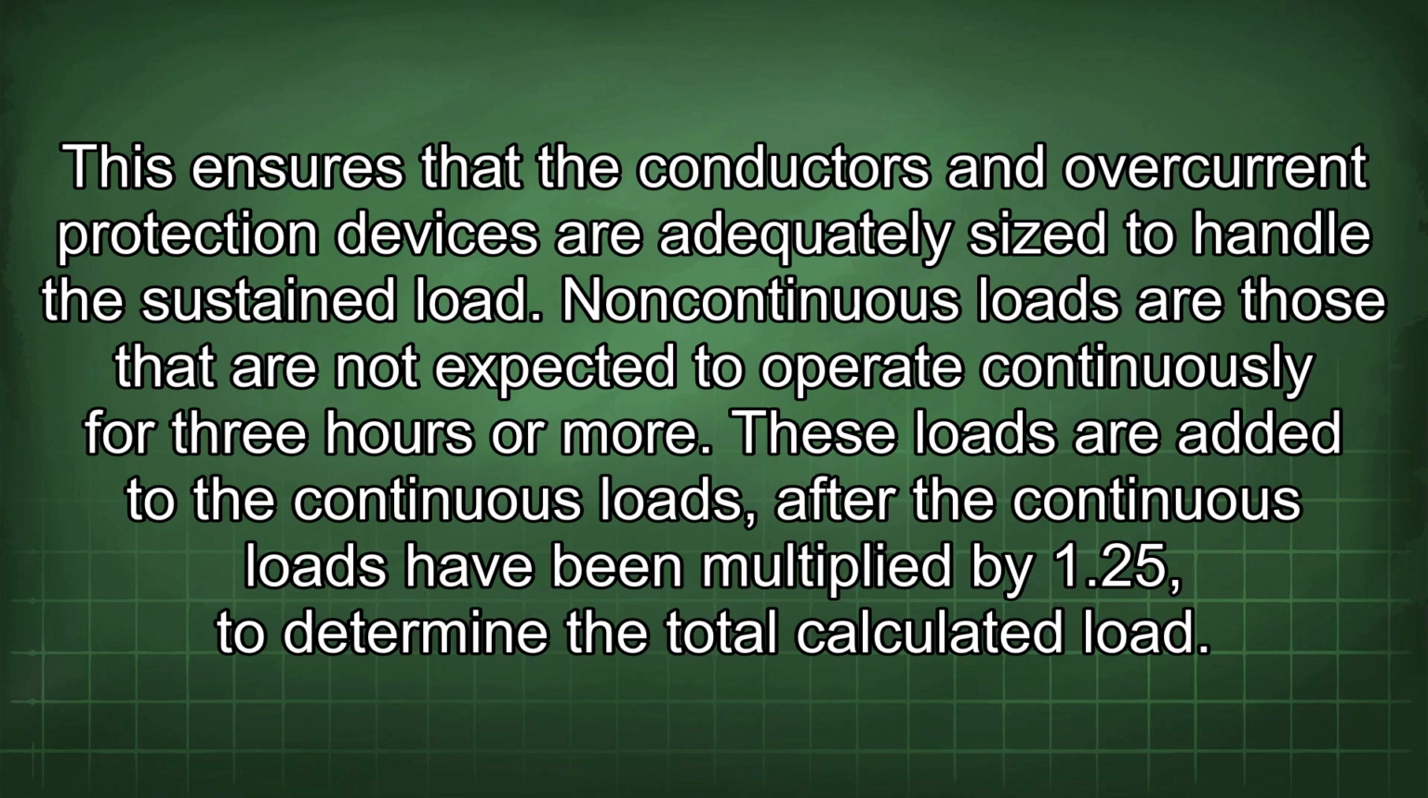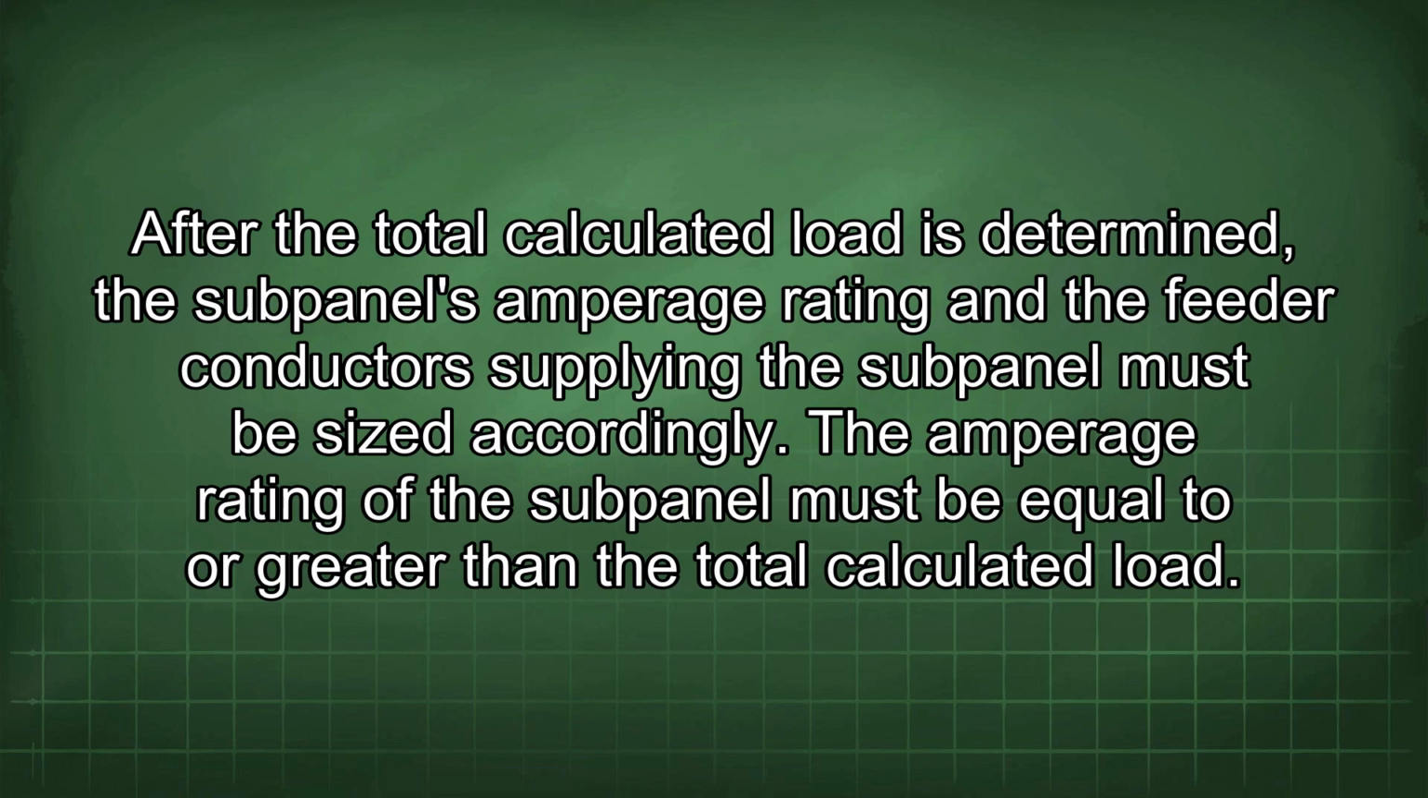Non-continuous loads are those that are not expected to operate continuously for 3 hours or more. These loads are added to the continuous loads after the continuous loads have been multiplied by 1.25 to determine the total calculated load. After the total calculated load is determined, the subpanel's amperage rating and the feeder conductors supplying the subpanel must be sized accordingly.